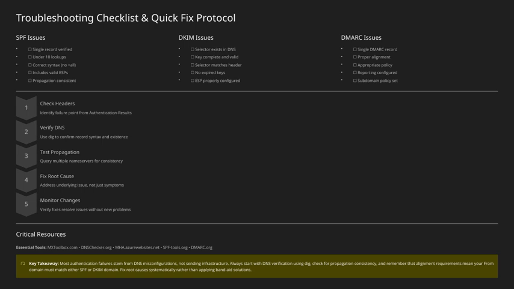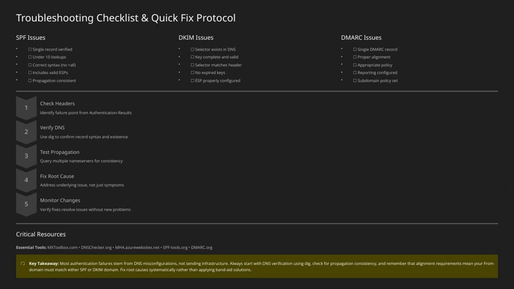When troubleshooting, always check the email headers to identify where the failure occurred, focusing on the Authentication-Results header. Verify your DNS records by using tools like dig to confirm syntax and existence. To test propagation, query multiple name servers to see if records are consistent across the board. Once you've identified the root cause, address the underlying issue rather than just applying a quick fix. Monitor your changes carefully to verify that the issues are resolved without introducing new problems.